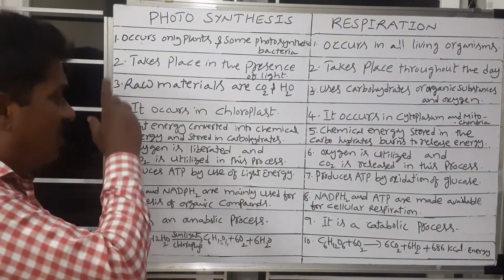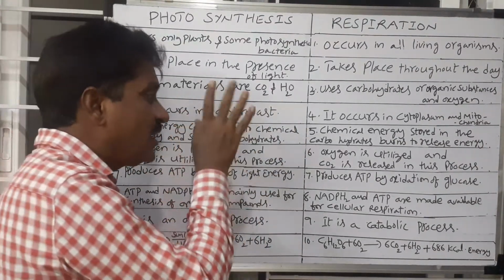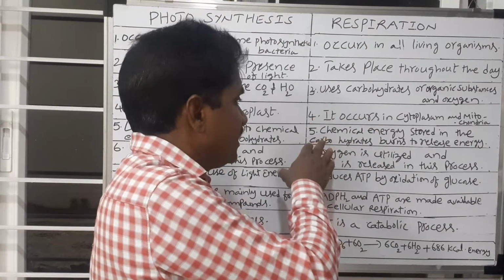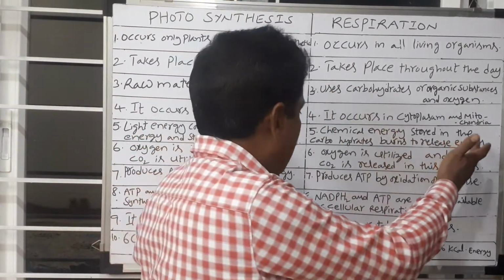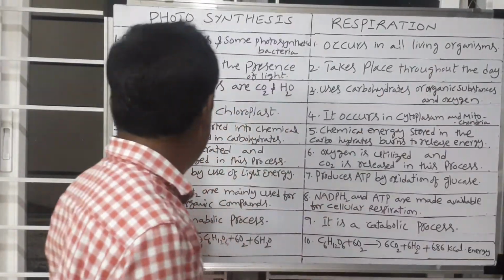In the photosynthesis process, light energy is converted into chemical energy and stored in carbohydrates. In the respiration process, the chemical energy stored in the carbohydrate bonds is released.